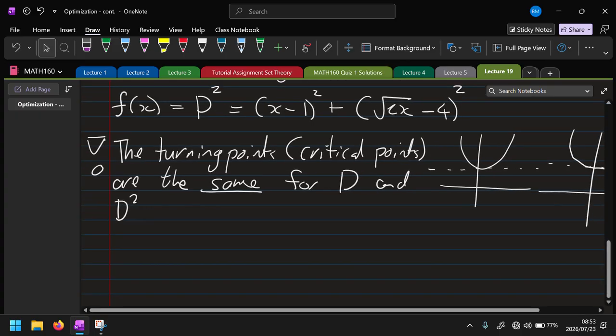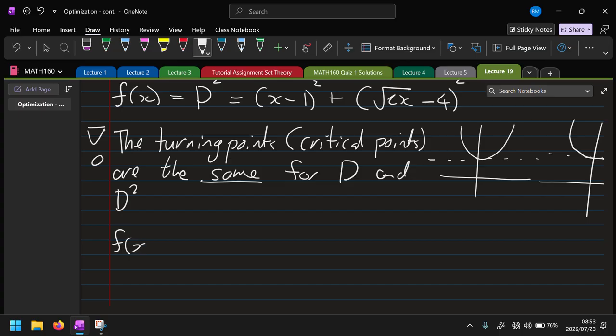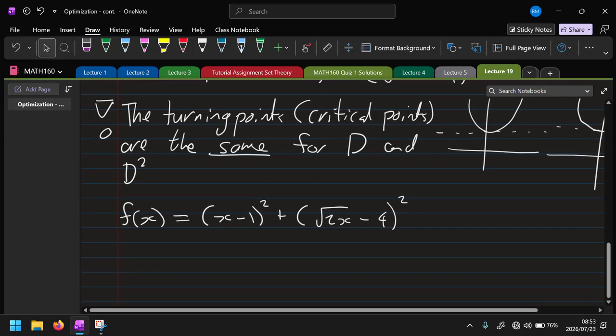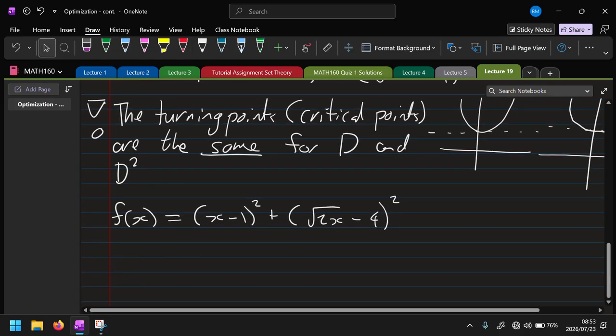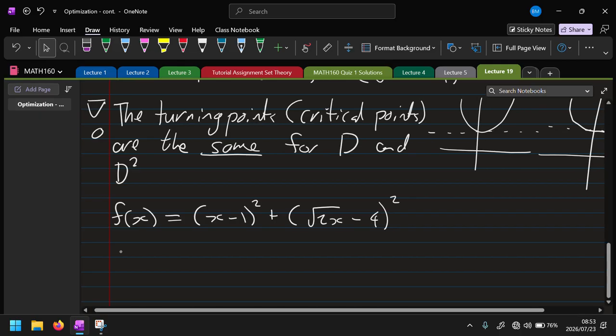Okay, so that is the reason why we can do this. Okay, so let's continue. We've got our new function, which is the old function squared, but we know it's going to be fine. So f of x equals (x minus 1) squared plus (root 2x minus 4) squared. Okay, so we're going to work with this new function where the derivative is easier to work with. Okay, now we need f prime, set it to 0, and we get our possible solutions.